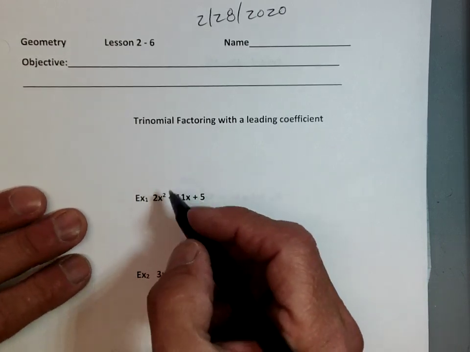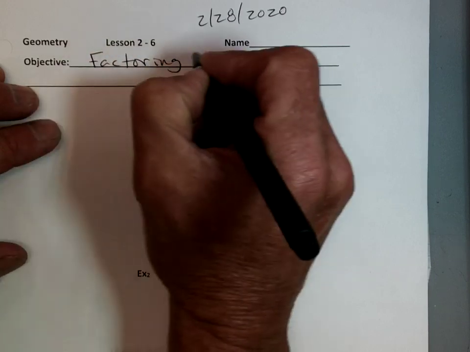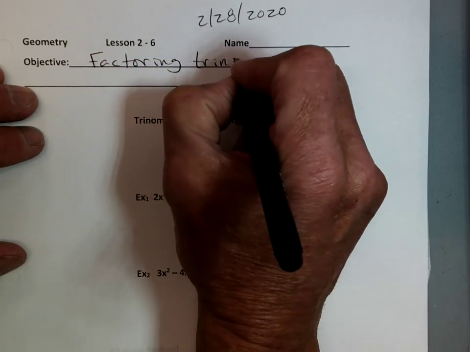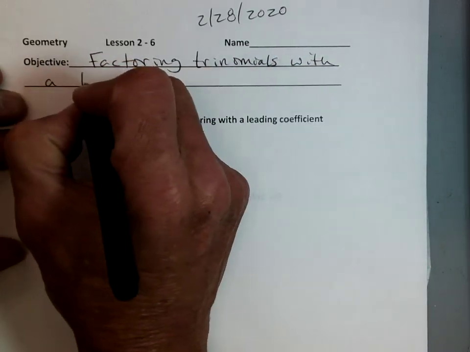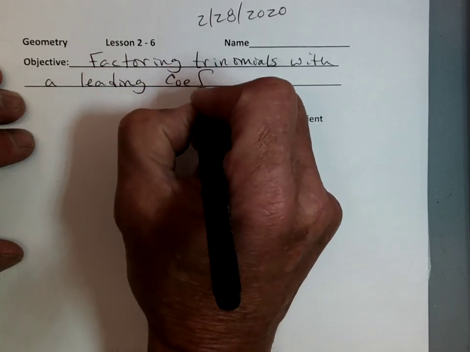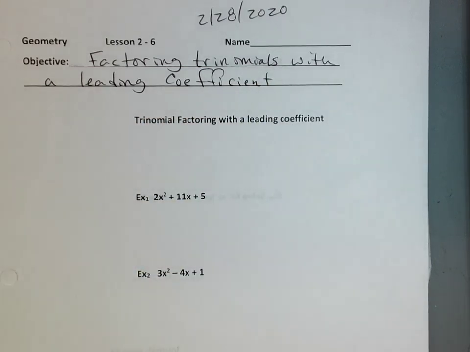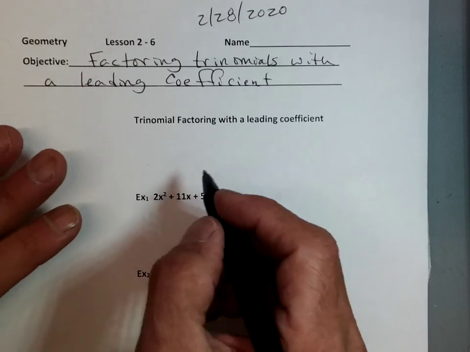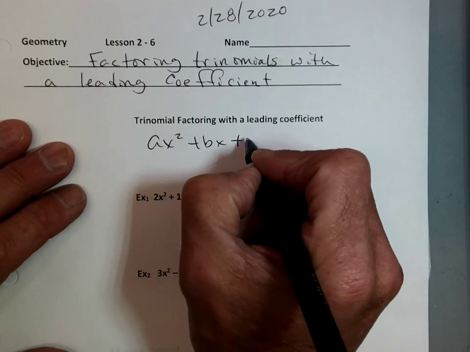So here's our objective. We're going to be factoring trinomials with a leading coefficient. A leading coefficient is the number in front. So ax squared plus bx plus c.